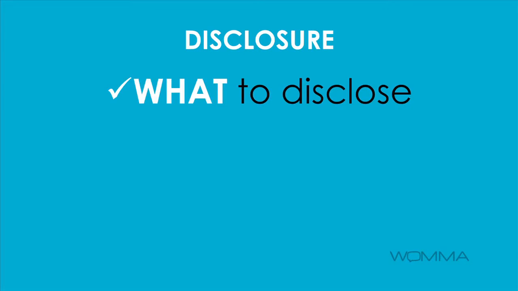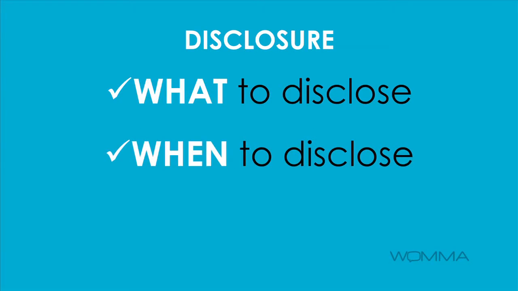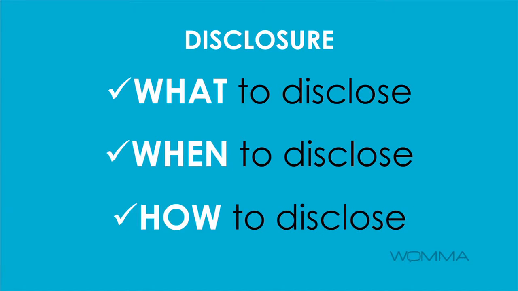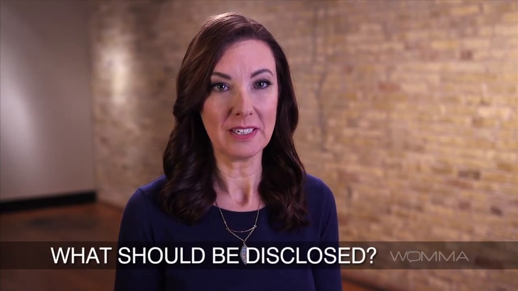With respect to transparency and the need to disclose the existence of a relationship, there are three main factors to consider: what to disclose, when to disclose, and how to disclose. Let's talk about each of these and why they're important. First, what should be disclosed?